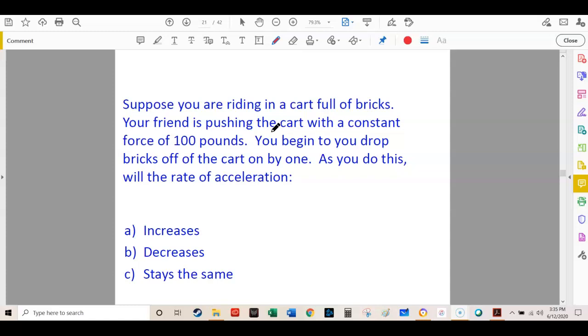Well, now you begin to drop bricks off the cart one by one. So as you do this, what should happen to your acceleration? Should your acceleration increase? Should it decrease, or should it stay the same? So what do you think? Go ahead and pause the video and apply Newton's second law to this case.